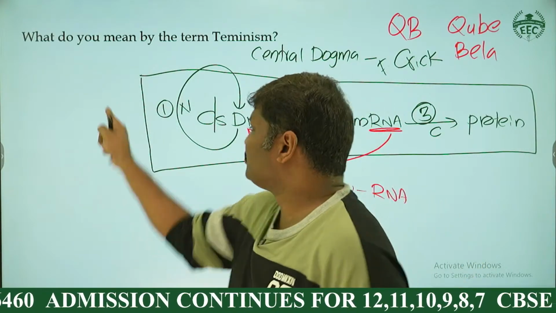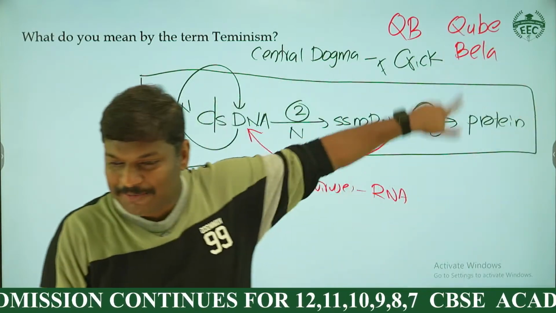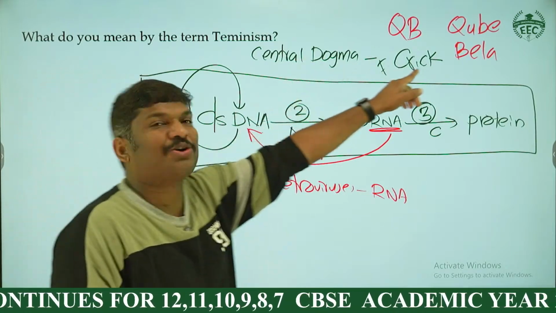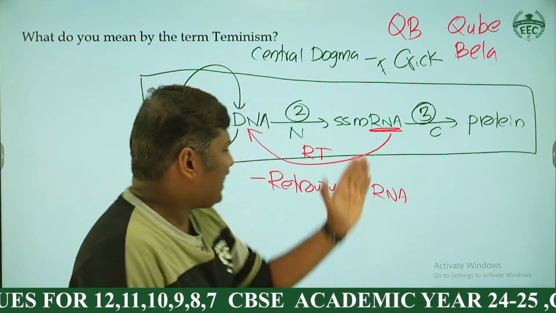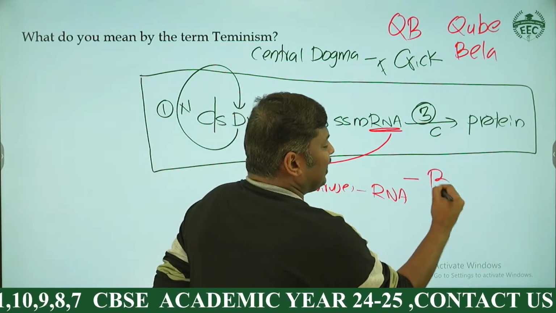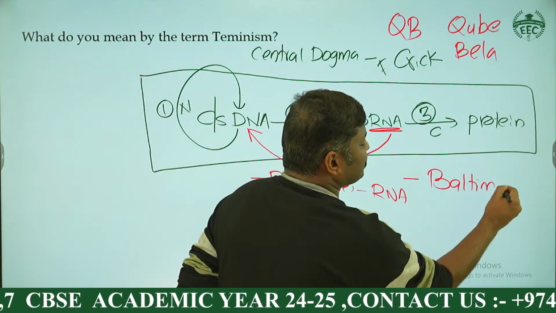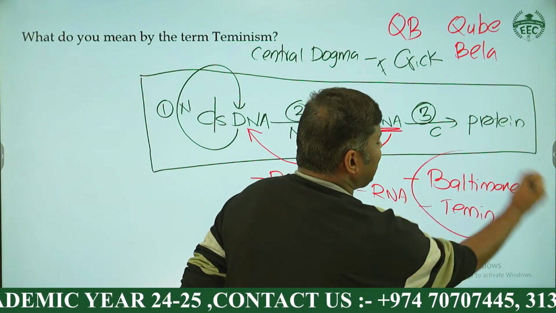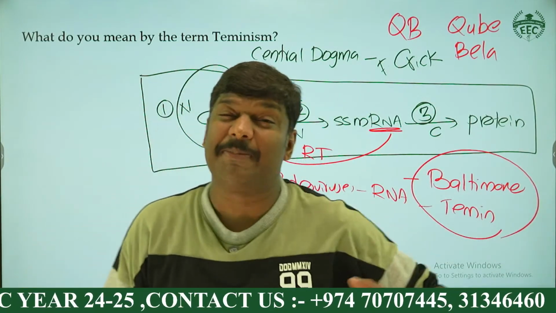And reverse transcription means what? This is the central dogma, and this is what we call the central dogma reverse. And central dogma reverse means what? It is not the concept developed by Francis Crick. That central dogma reverse concept was developed by two scientists. One is called Baltimore, and the other one is called Temin.